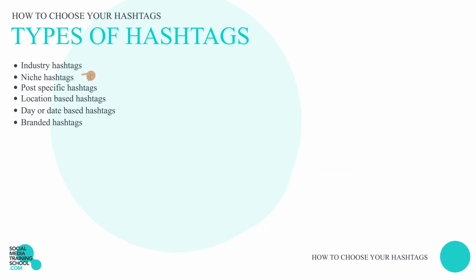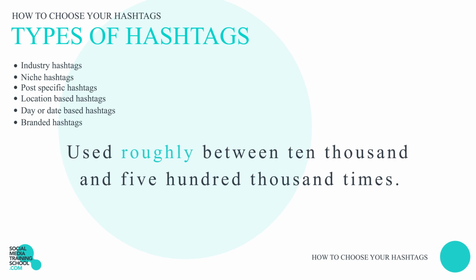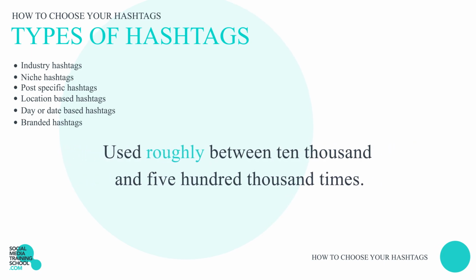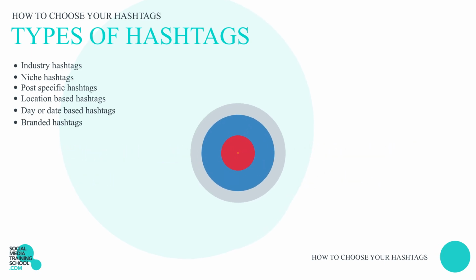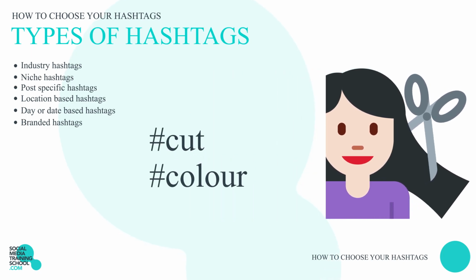Niche tags are tags that are more specific to you and your audience. These will have been used roughly between 10,000 and 500,000 times, and will be focused on a certain aspect of what you do, or a certain customer need. For hairdressers, this could include cut and colour. This type of hashtag is going to be your best friend as you start to grow.